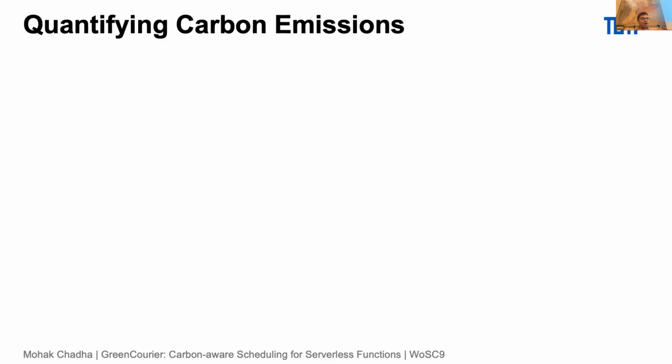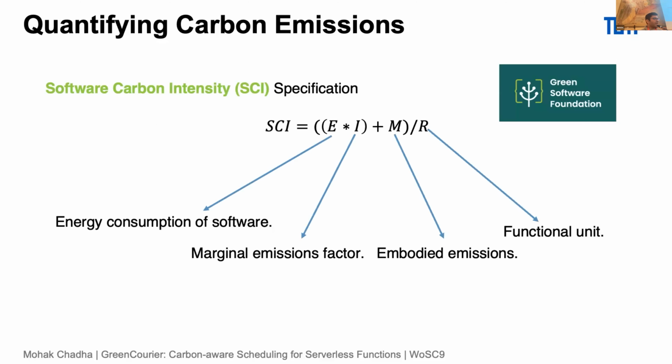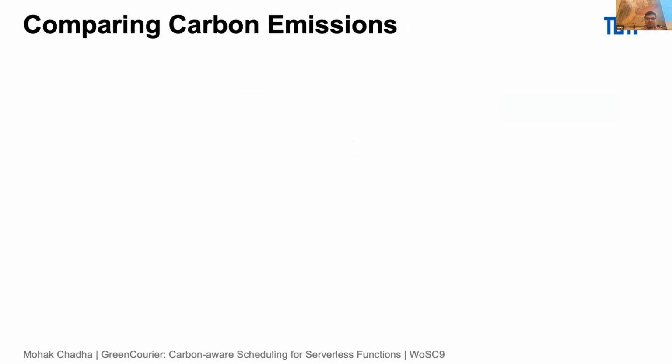So to quantify carbon emissions for serverless functions, we use the software carbon intensity specification, which was developed by the Green Software Foundation. So the SCI of an application is given by the following equation. E represents the energy consumed by the application. I represents the geographical location-based marginal carbon intensity. M represents the embodied carbon emissions, and R represents the functional unit of the application, for instance, the number of requests per second. So if you want to learn more about SCI, you can scan this QR code. And also you can talk to me after the talk.